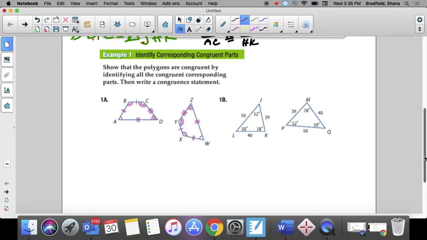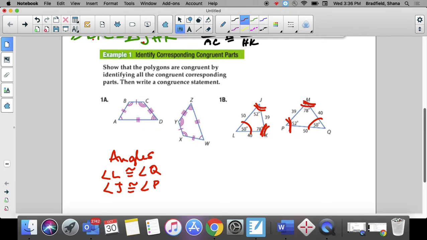So I can see that angle L and Q are the same measures, so those would be congruent. So as far as the angles, I have angle L is congruent to angle Q. And let's see, I have angle J is 52 and angle P is 52. So angle J is congruent to angle P, and K is 78 and M is 78. So angle K is congruent to angle M.